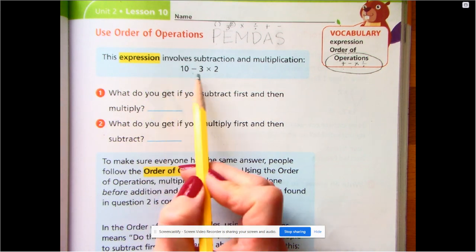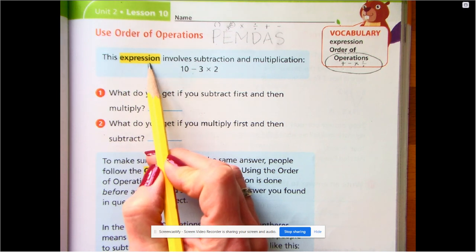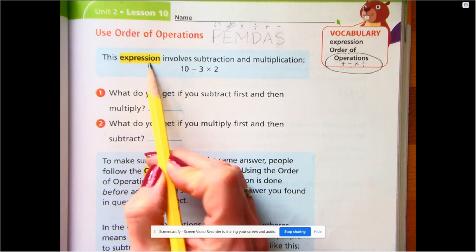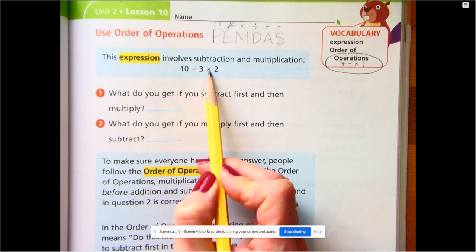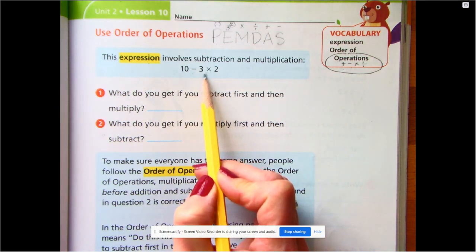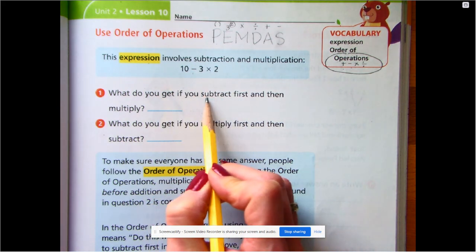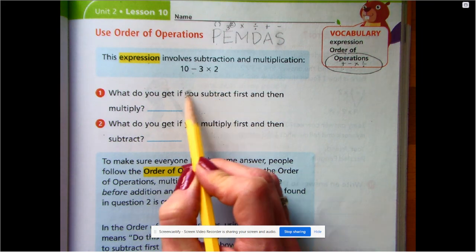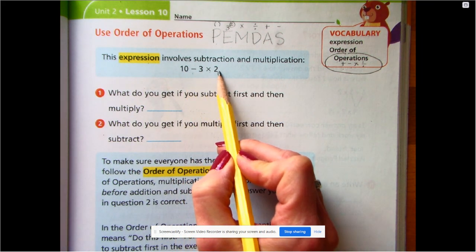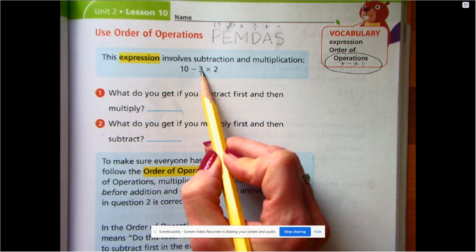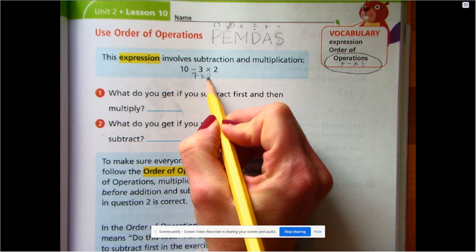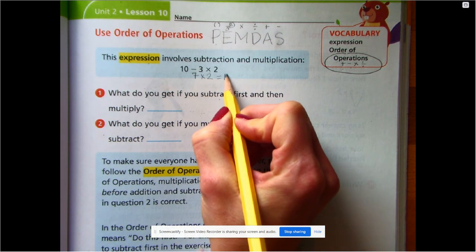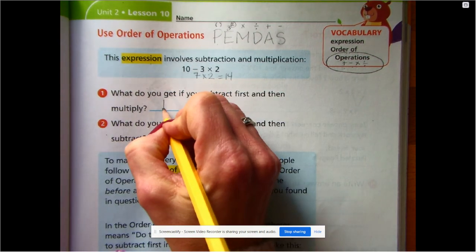So here, this expression, remember, an expression does not have an equal sign. If it has an equal sign, it's called an equation. So this one has subtraction and it has multiplication, right? Let's take a peek here. What would we get if we subtract first and then multiply? So just like it's written here, if I have 10 minus 3, I know that's going to be 7. And then I'm going to do 7 times 2. 7 times 2 is 14. So I'm going to write 14 here.